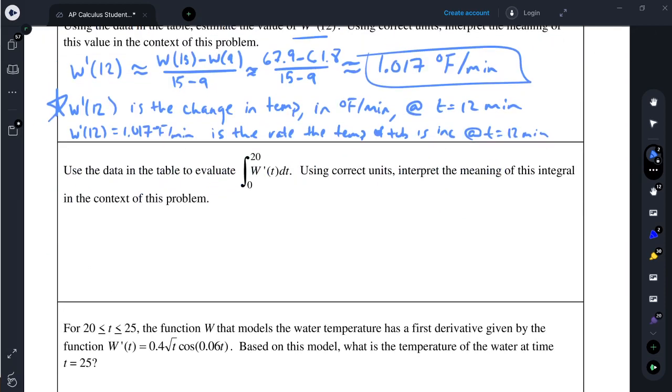All right, use the data to evaluate the integral from 0 to 20 of W prime of t dt. And again, they say evaluate. They're not giving us a Riemann sum. That's a hint that this is FTC.